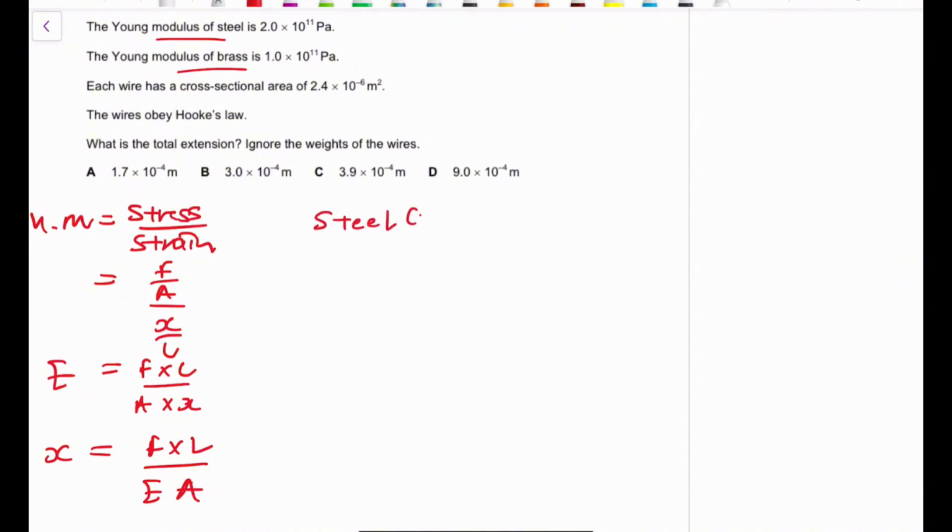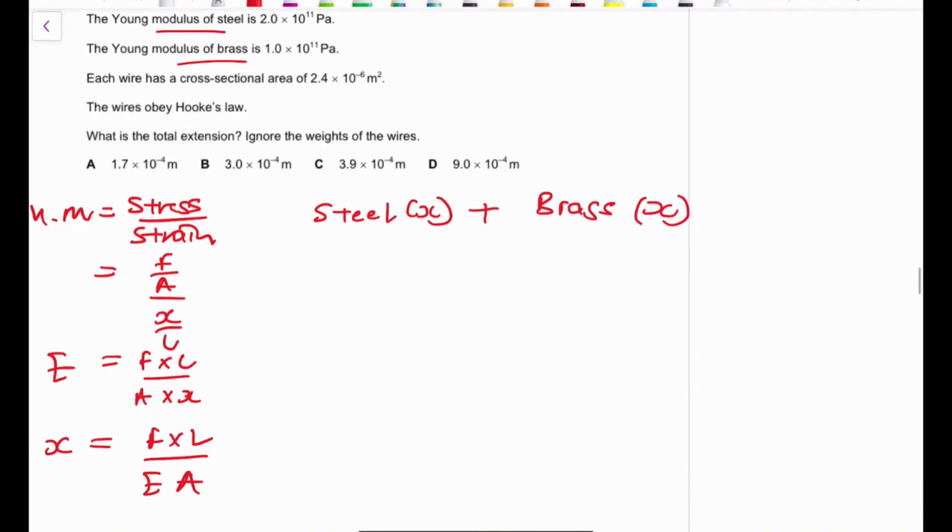So if I find this for steel, then I add it up: the X for steel plus the X for brass. I add them up, and I'll be able to get the value of the total extension that would have happened. I hope it makes sense.